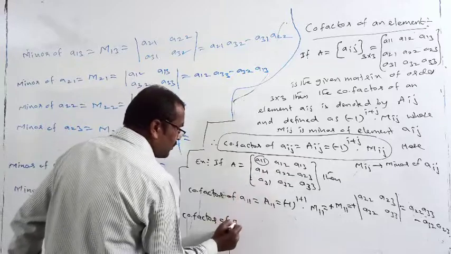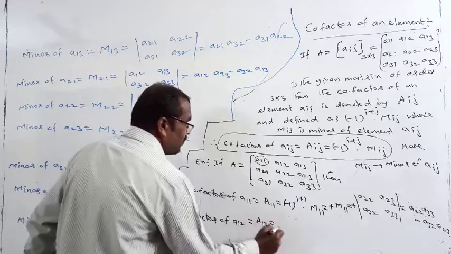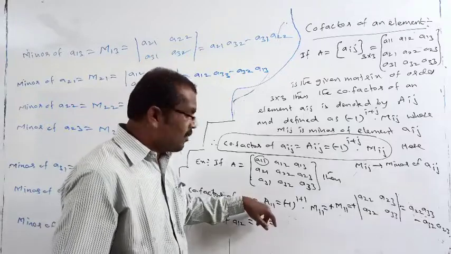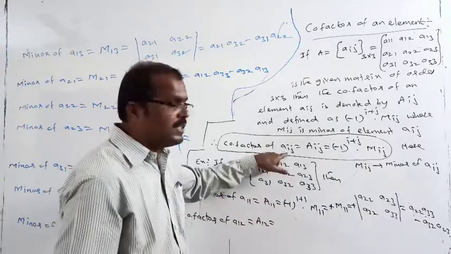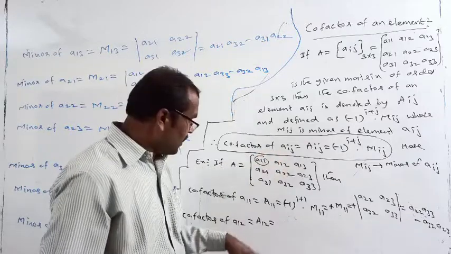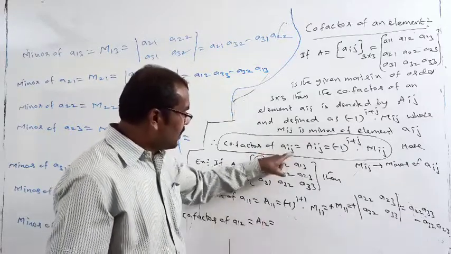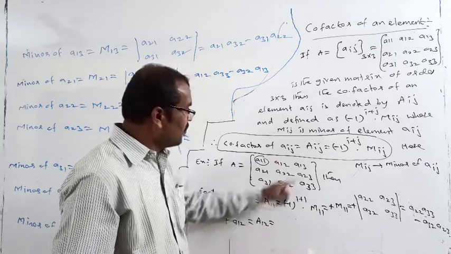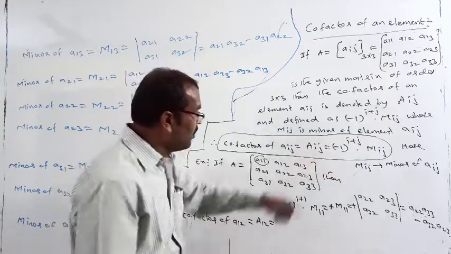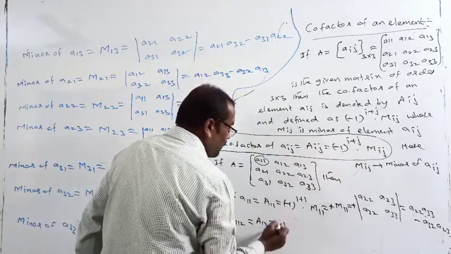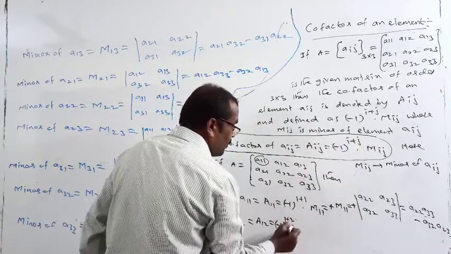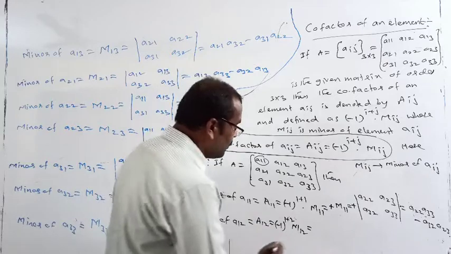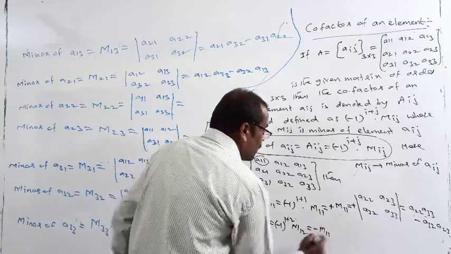Now, next one, cofactor of this element A12 is denoted by capital A12. Means what? First suffix is i, second suffix is j. So first suffix i means 1, j value 2. Right? i is 1 and j is 2 here. Main formula: minus 1 whole power 1 plus 2 into M12 now. So minus 1 whole cube comes. 1 plus 2 is 3. Minus 1 whole cube is negative. Minus M12.